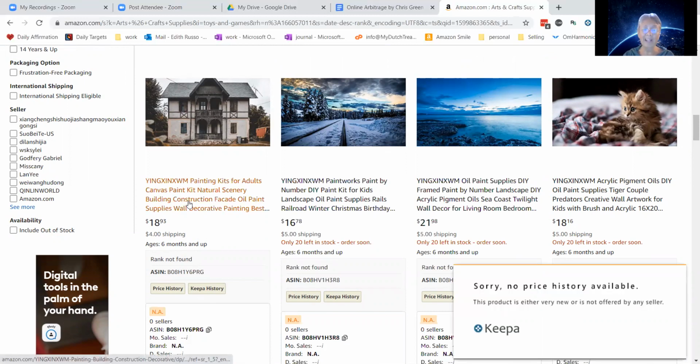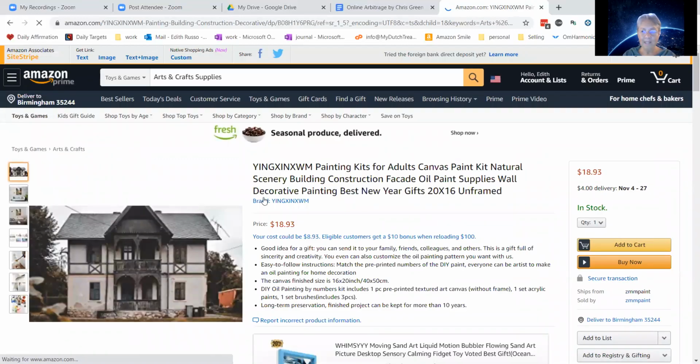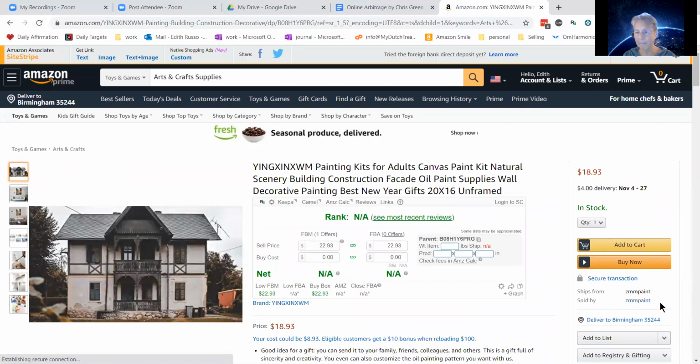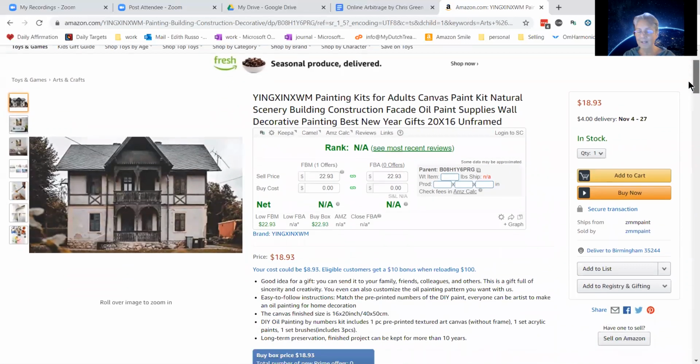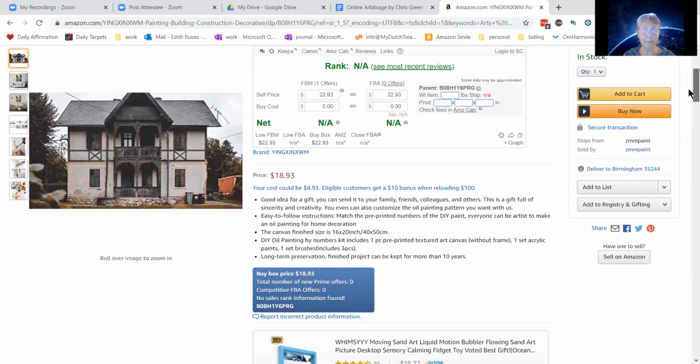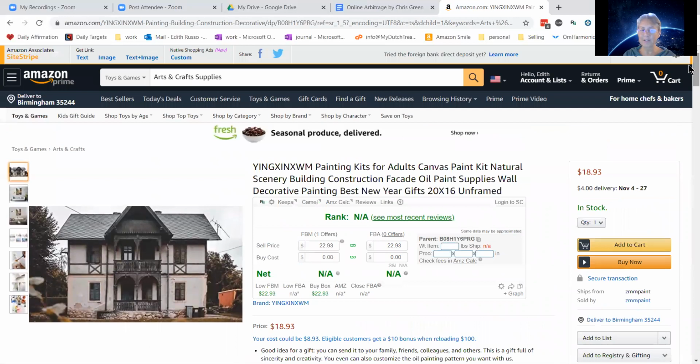So I went in there, and there is a seller. It is sold by ZMM Paint. So they were probably the ones who created this listing, and there's probably no one else who even knows this listing exists and hopped on it. I thought that was kind of interesting.